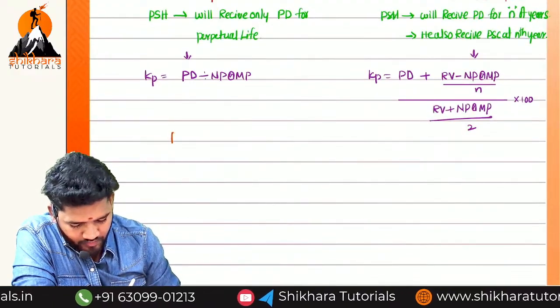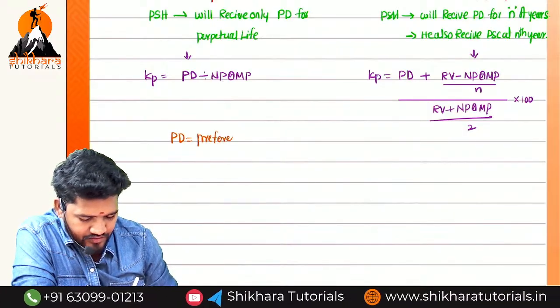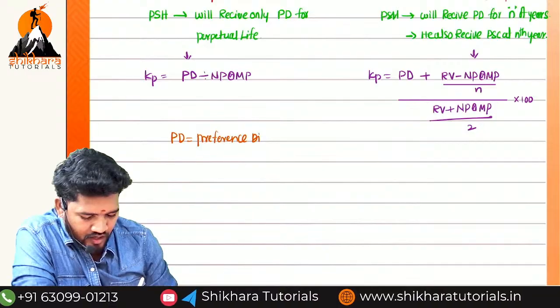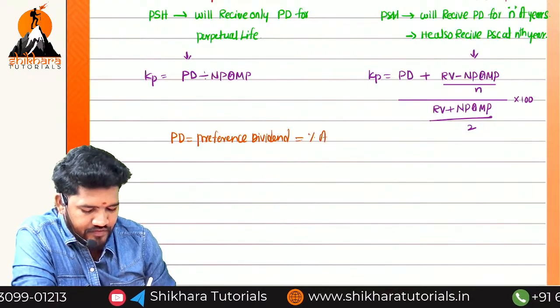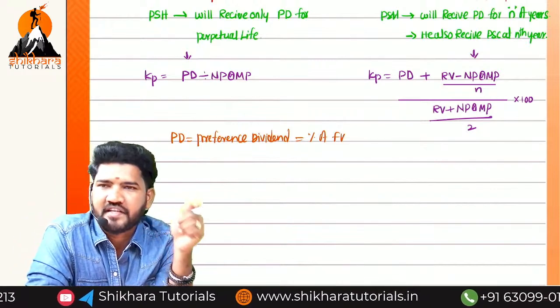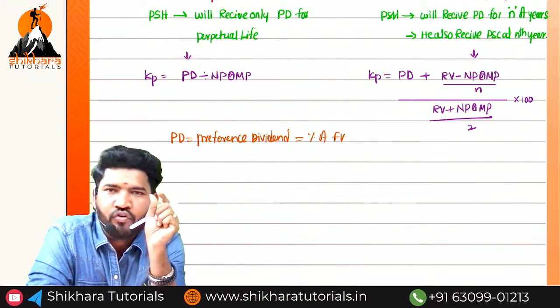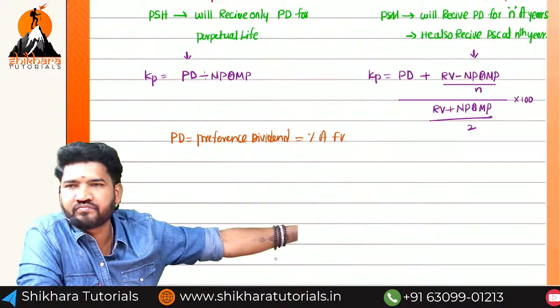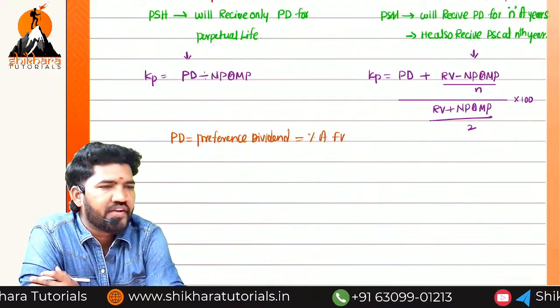Now what does PD mean? Preference dividend. How to calculate? Percentage on face value. So they will give 12% preference share capital, 8% preference share capital, 14% preference share capital. That 14% is nothing but preference dividend. That 14% applies on what value? Face value. Are you guys clear?